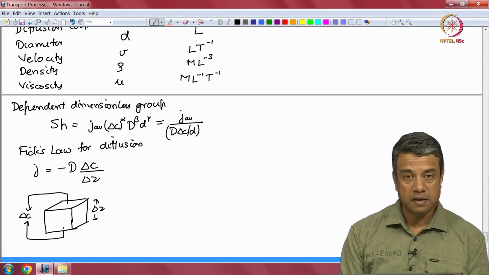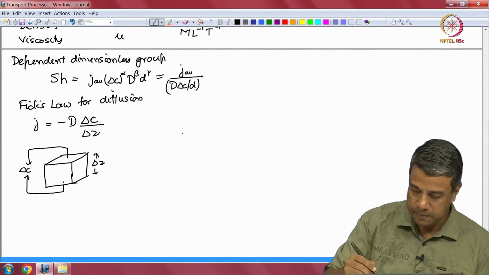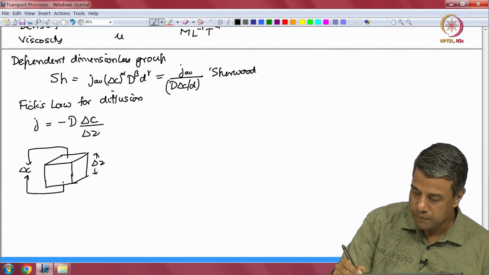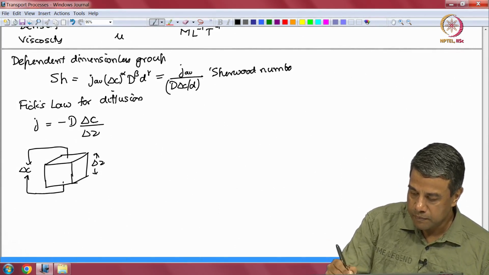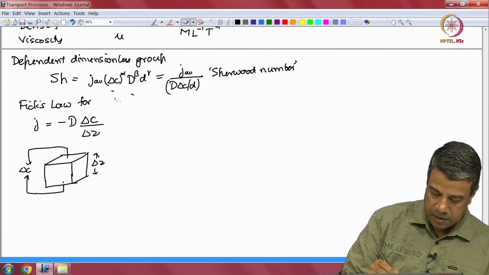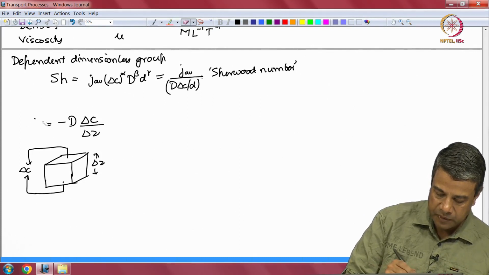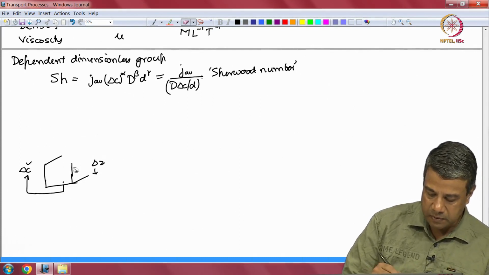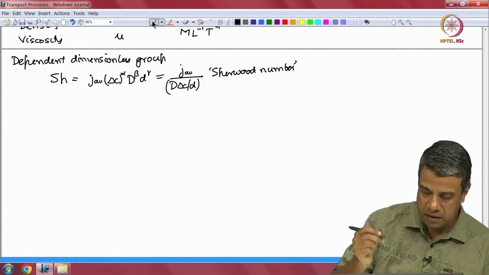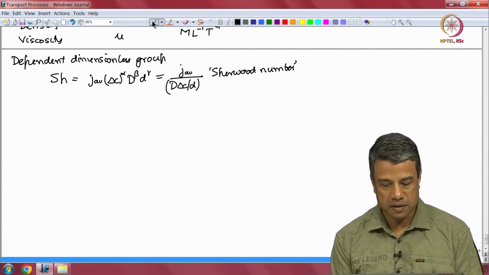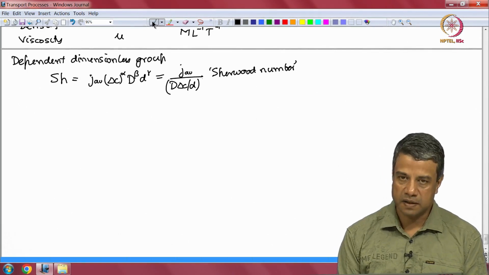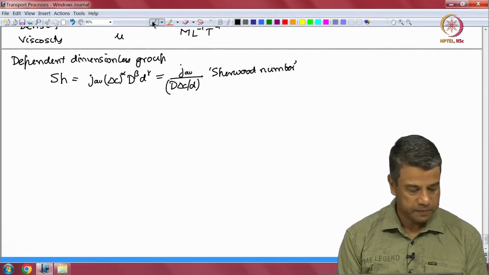So, that is a dependent dimensionless group. It is called the Sherwood number, which is obtained by just using Fick's law for diffusion to scale the average flux by a quantity that has the same dimension as the right side of Fick's law. So, that is the dependent dimensionless group. A non-dimensional flux, the Sherwood number, is a non-dimensional flux which is the dependent dimensionless group.